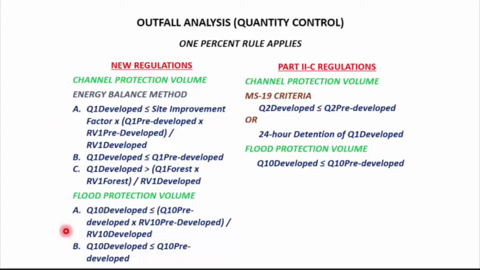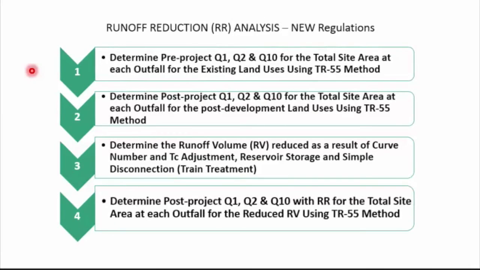Similar conditions apply for flood protection. So you will see that in order to do the energy balance, we need to make sure that the runoff volumes do properly account for the runoff reductions as well. So in the runoff reduction analysis per the new regulations, we determine the pre-project Q1, Q2, and Q10 for the total site area for each outfall for the existing land uses using the TR55 method. We do a similar analysis for the post-development conditions.